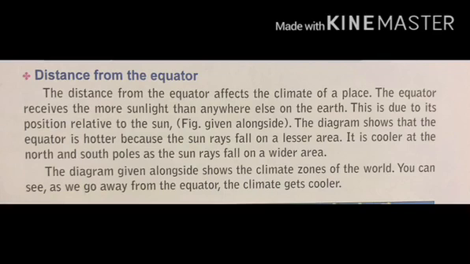You will see page number 101 to check these pictures in your book. Under the topic distance from the equator, see the earth's climatic zones and the earth's position relative to the sun. Use page number 101 to see this picture.